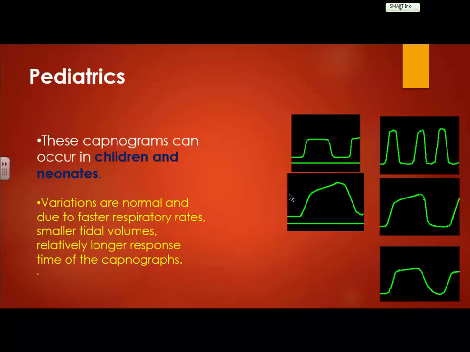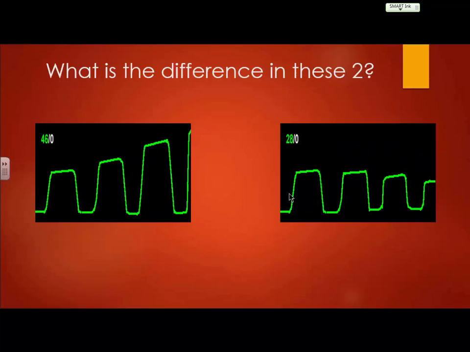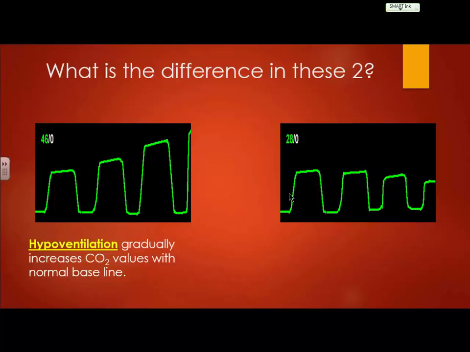But the big deal here is that I want you to know what to look for with adults, first and foremost. All right? So what do you think this is? We've got a progressively increasing CO2. Hypo. So what do you think this is? Hyperventilating. All right? Easy enough?